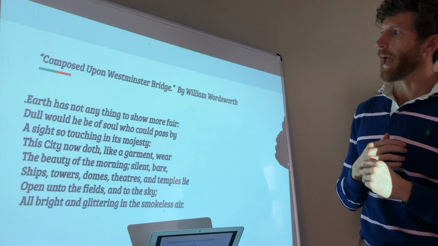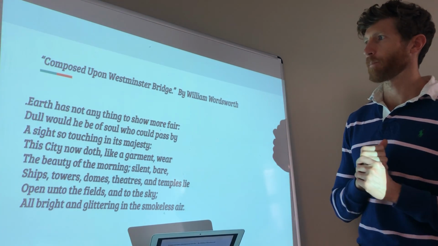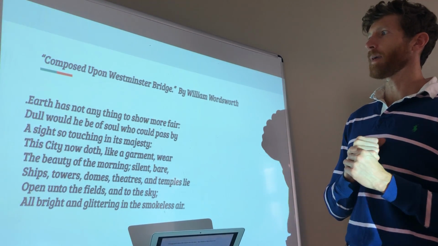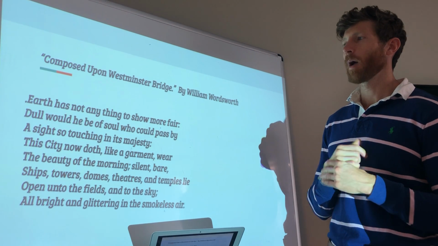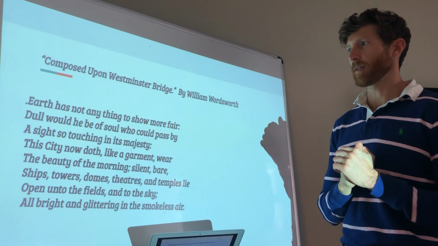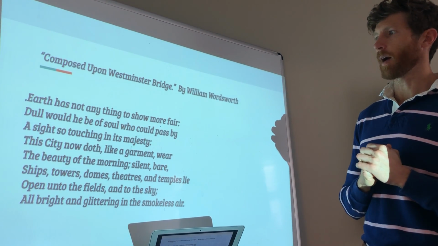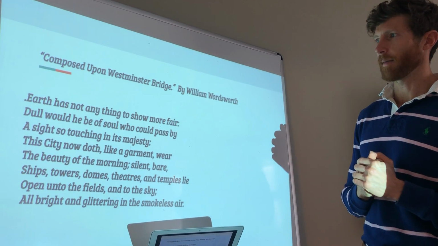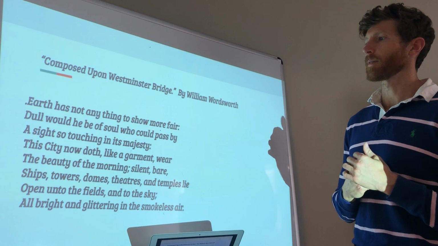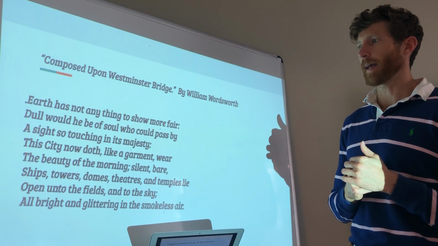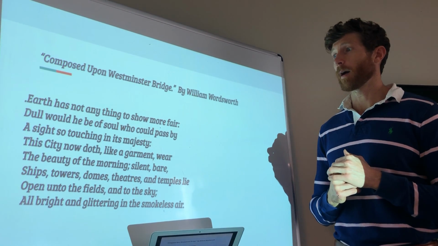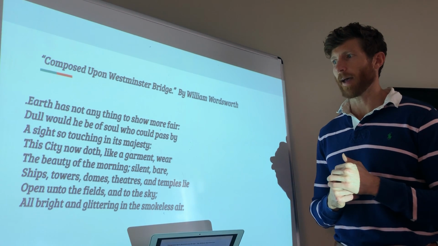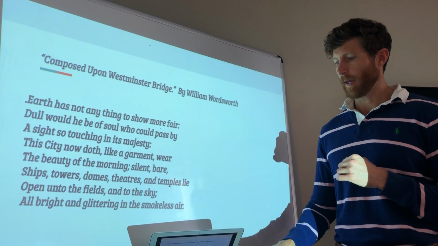Earth has not anything to show more fair. Dull would he be of soul who could pass by a sight so touching in its majesty. This city now doth, like a garment, wear the beauty of the morning, silent, bare. Ships, towers, domes, theaters, and temples lie open unto the fields and to the sky, all bright and glittering in the smokeless air.